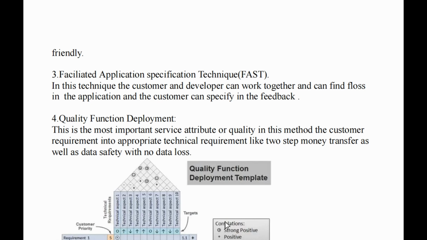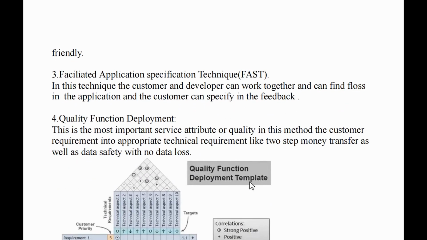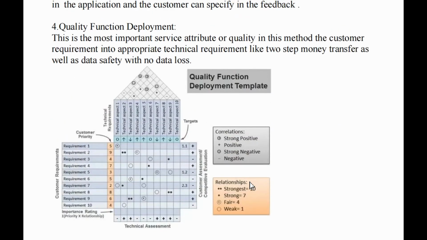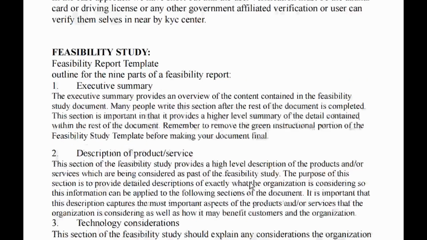And number four, quality functional deployment. These are the most important service attributes or qualities in this method. The customer requires techniques like two-step money transfer as well as data safety with no data loss. This is the diagram of quality functional deployment, which is used to study the requirements and the techniques to be used in the application, so as to get better performance.